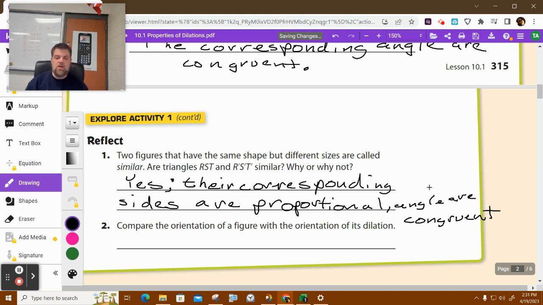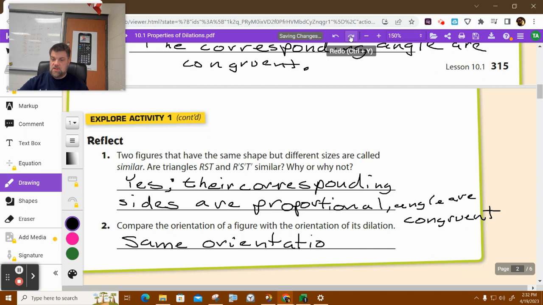It says compare the orientation of a figure with the orientation of its dilation. Well, actually, they have the same orientation. And I'm going to zoom out in a second, and we'll look at both the rockets and the triangles. So they have the same orientation. And if you don't remember what orientation is, look at this.